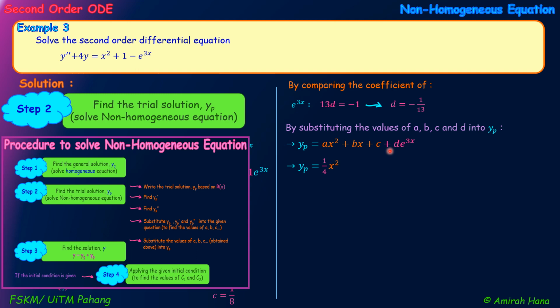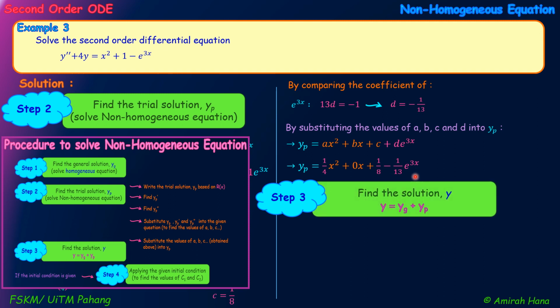Alright. So after that, we replace a equals 1 over 4, b equals 0, c equals 1 over 8, and d equals −1 over 13, with e to the power of 3x. Then we continue with step 3.